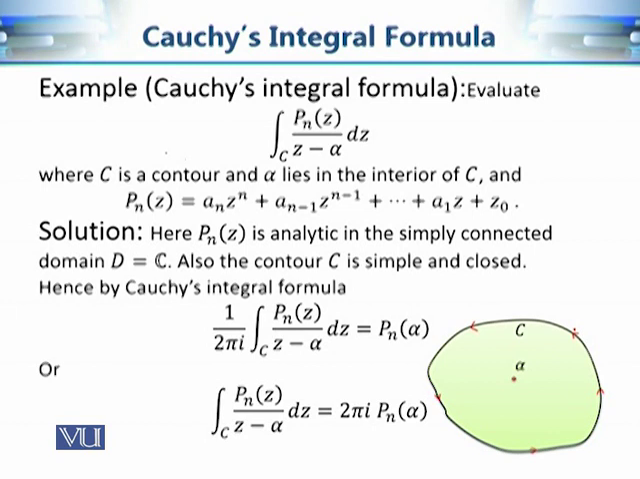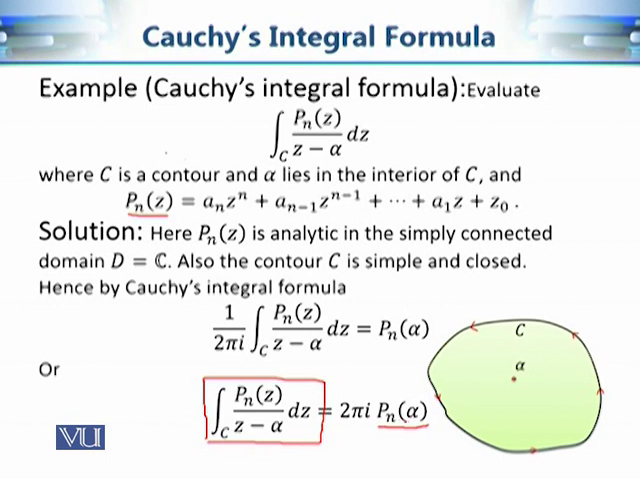So 1 over 2 pi iota times the integral of Pn of z divided by z minus alpha is equal to Pn of alpha. Okay, and if we multiply 2 pi iota on the other side, the value of this contour integral is equal to 2 pi iota Pn of alpha. Now this Pn of alpha may or may not be 0. So how do we evaluate this Pn of alpha? Just replace the value alpha in the expression of the polynomial and you get Pn of alpha.